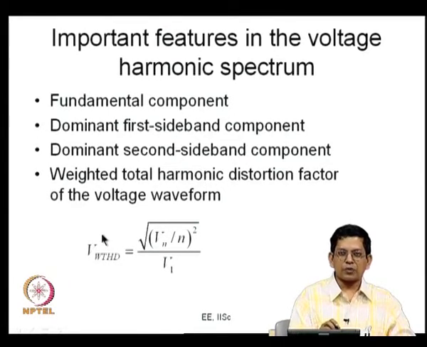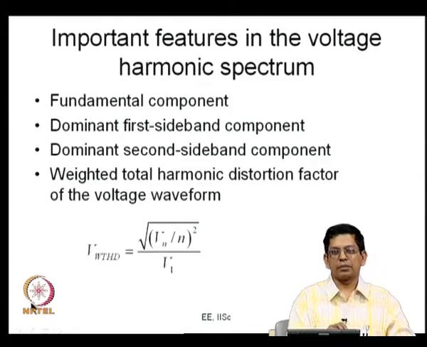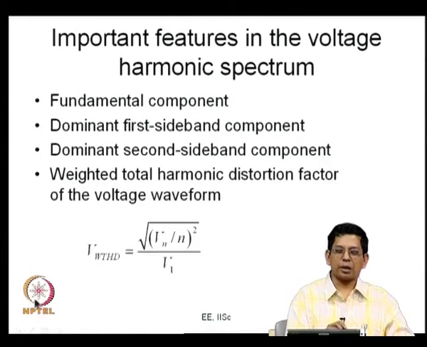In conventional space vector PWM, for example, the second side band will be dominant at low modulation indices, and at high modulation indices it will be the first side band that becomes dominant. That is the reverse in the case of advanced bus clamping PWM, as I will mention a little later.